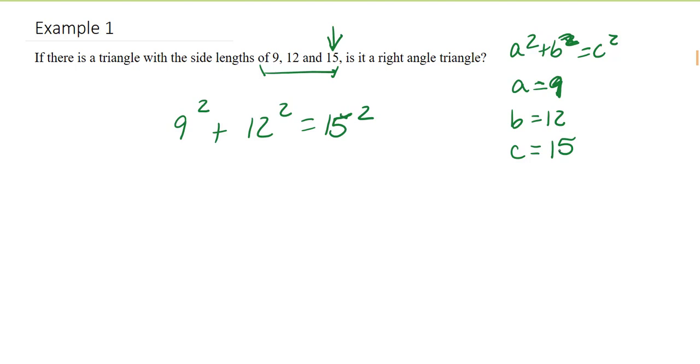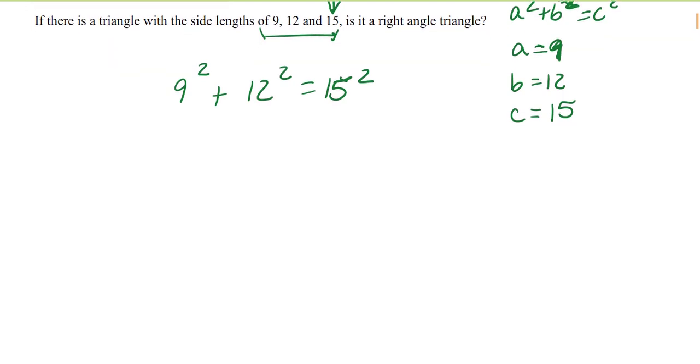That's really important. So then all we have to do is solve this to see if these are equal to each other, and then we can figure out if this is a right angle triangle. So 9 squared, what's that? Well, that is 81, plus 12 squared. 12 times 12 is 144. And then 15 squared is 225.